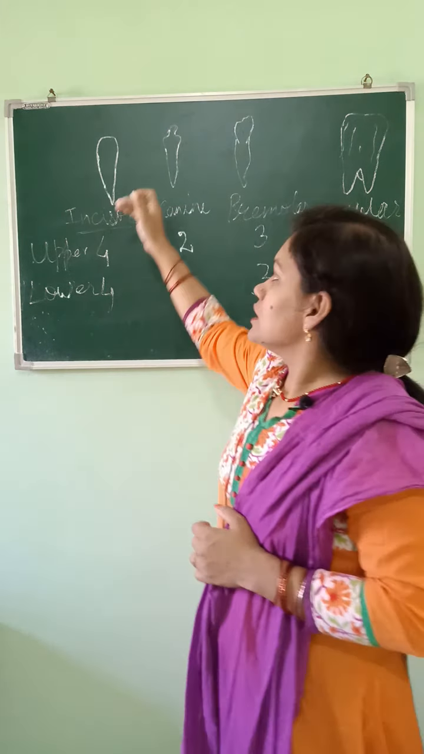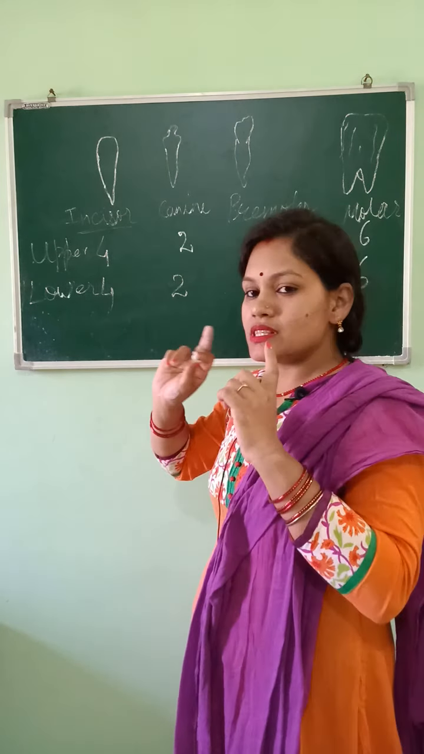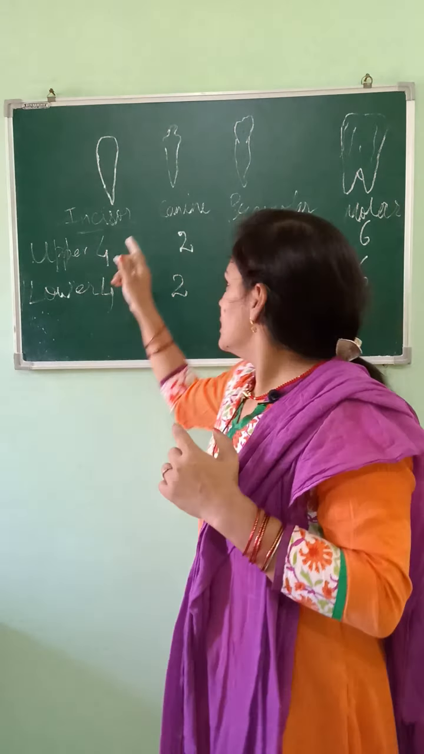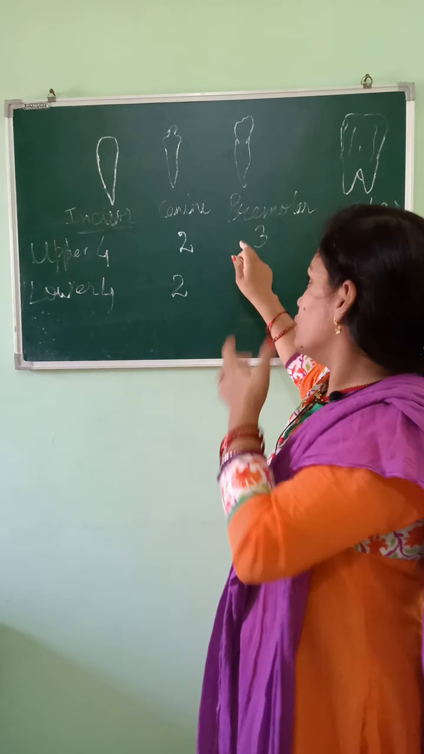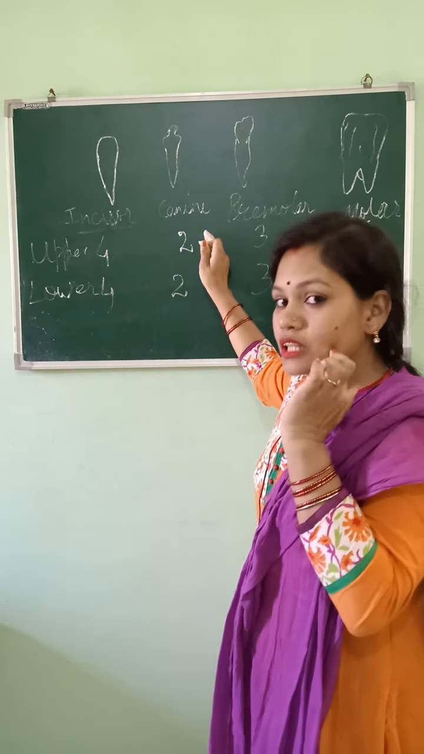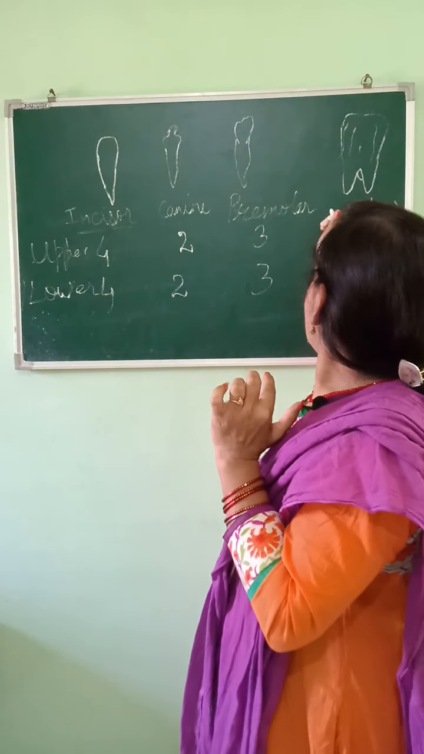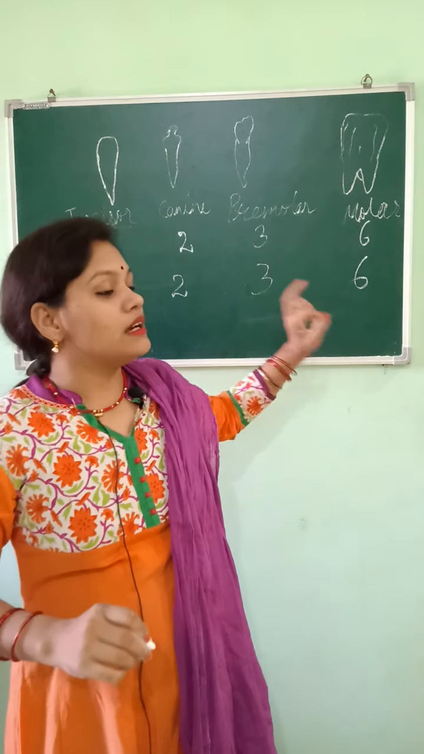I'll repeat: incisors 4 and 4, upper and lower. By the side of incisors we have the canines, two canines in the upper as well as in the lower. Then there are 3 premolars. By the side of canine we have the premolars, 3 and 3 on both the jaws, and by the side of the premolars we have the molars, 6 and 6.